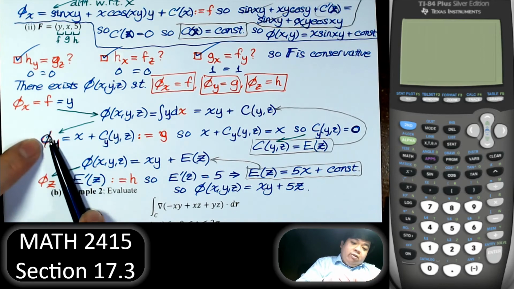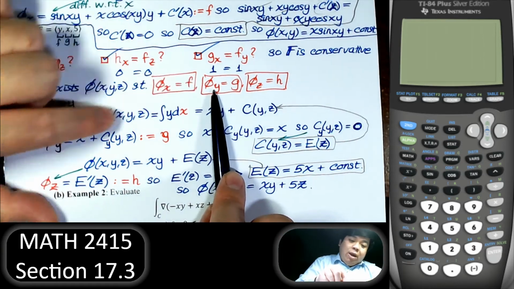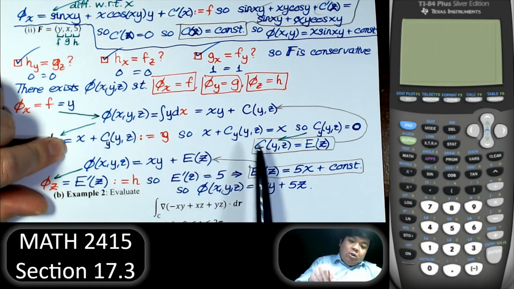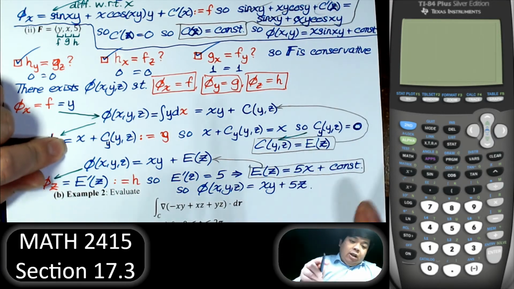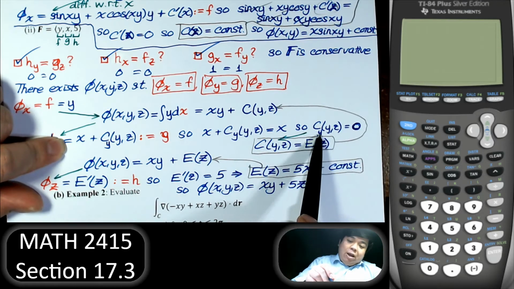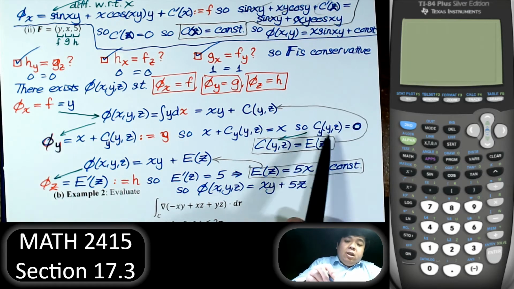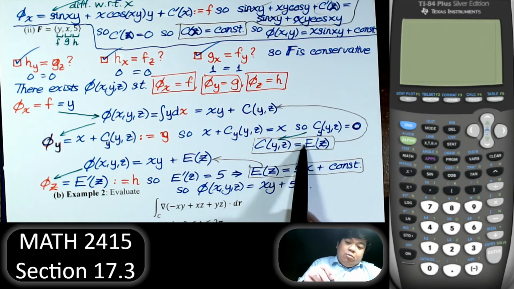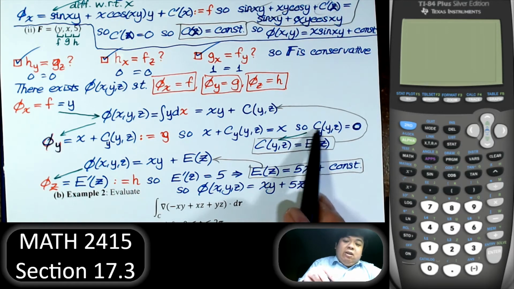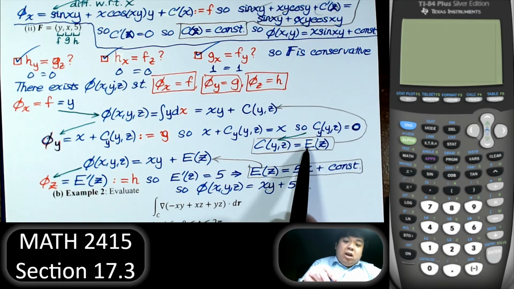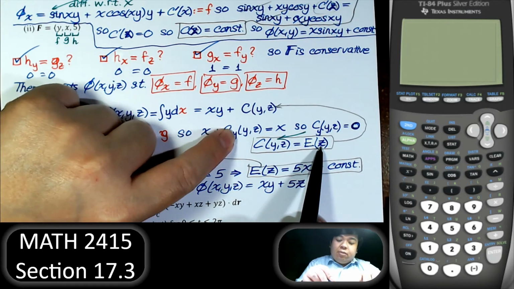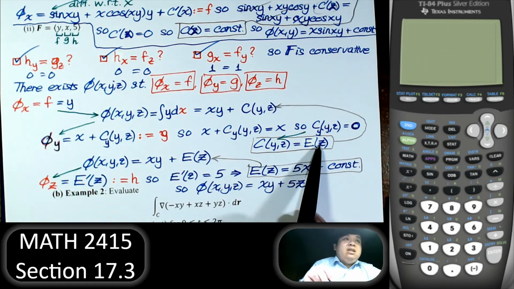We take the derivative. Now we go to the second one with respect to y, and we will make that equal to g. And g is equal to x, so we solve that. We have the derivative of the remaining part with respect to y equal to 0, and so it must be, if the derivative equals 0, it must be constant. But this constant is with respect to y, so that might have z in it.